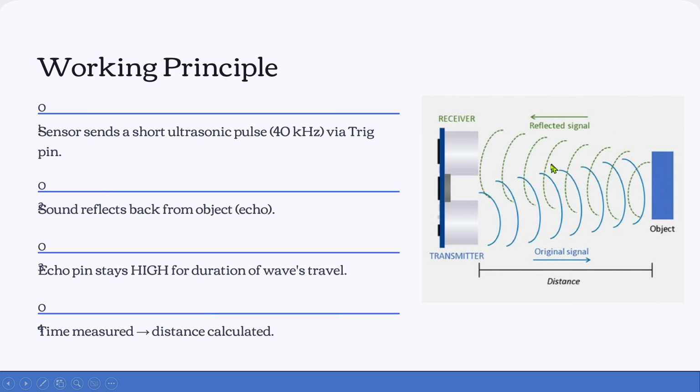Then the reflected signal reaches the receiver, okay. With this mechanism, it is going to measure the distance only using the sound waves. Hope you understand how it is actually working internally.